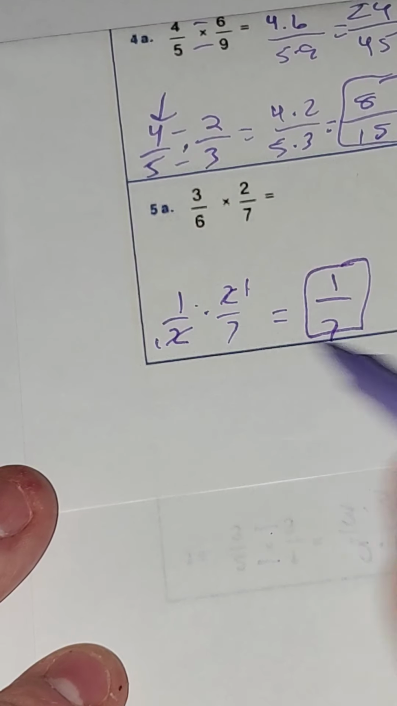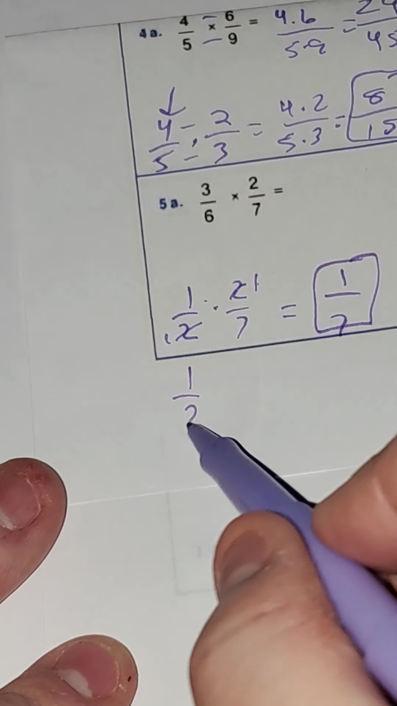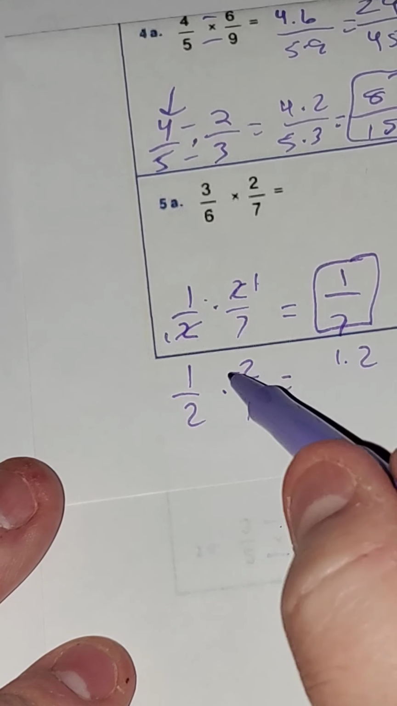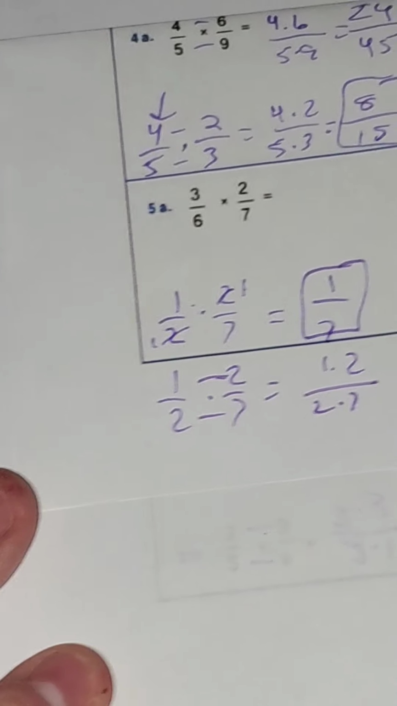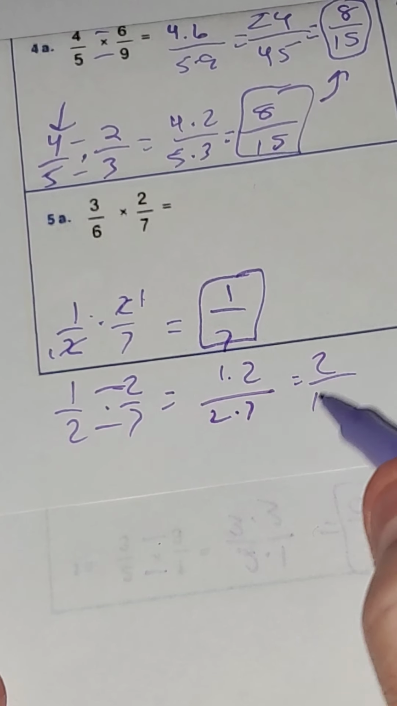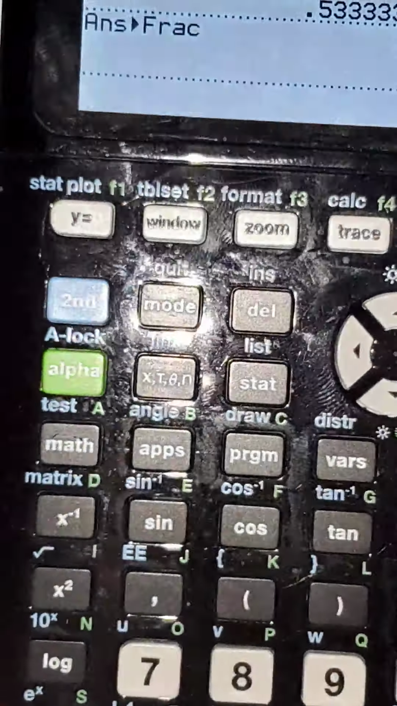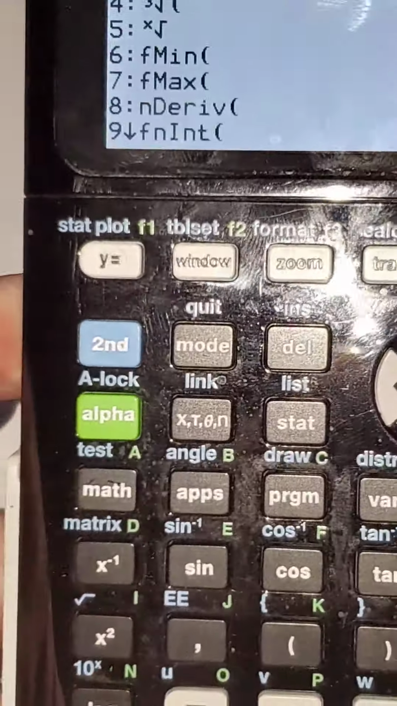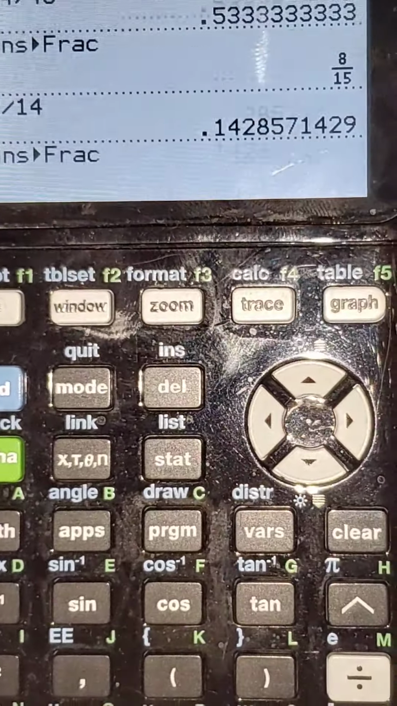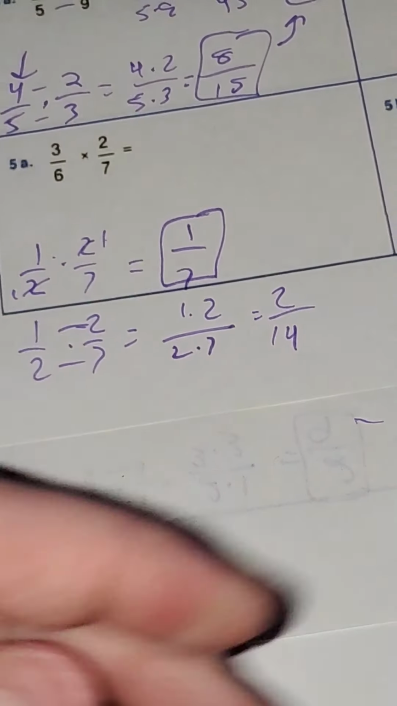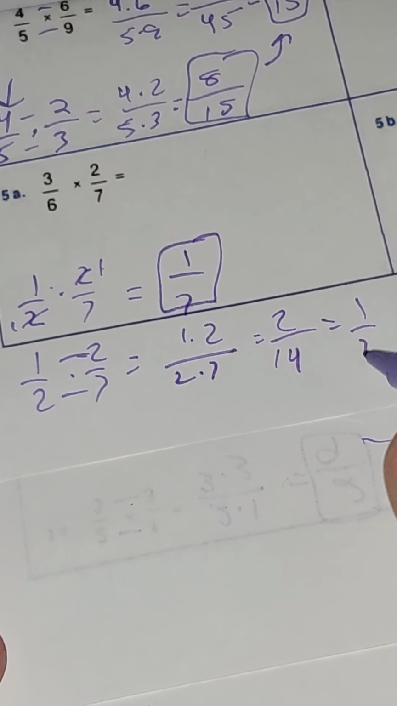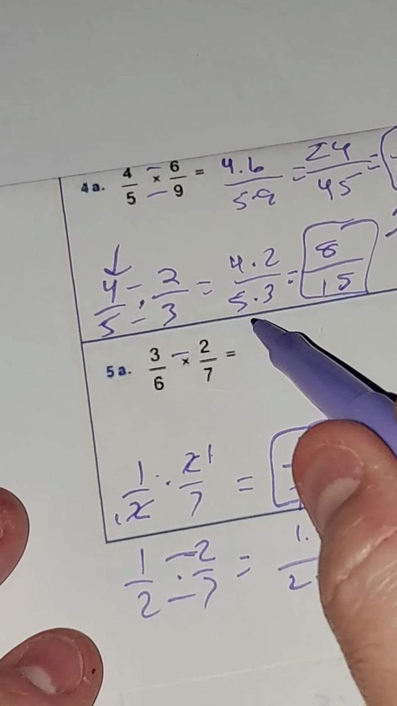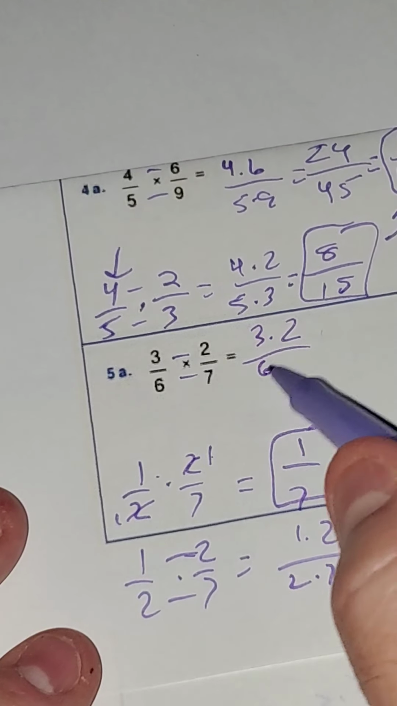If you didn't understand that second reduction, I had 1/2 times 2/7, which is 1 times 2 over 2 times 7, which is 2 over 14. And in the calculator, you get 2 divided by 14. There's your fraction. And you go to math, fraction, enter, and you can see 1/7 is the reduced fraction. Okay. This becomes 1/7 as well. Now the long way is to do 3 times 2 over 6 times 7.